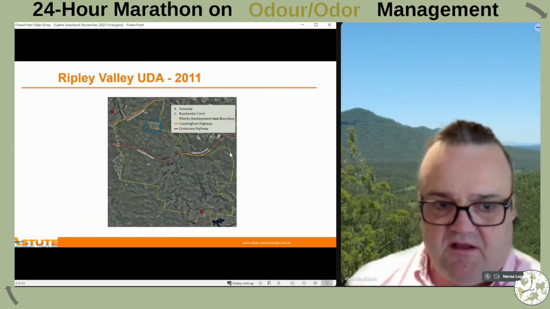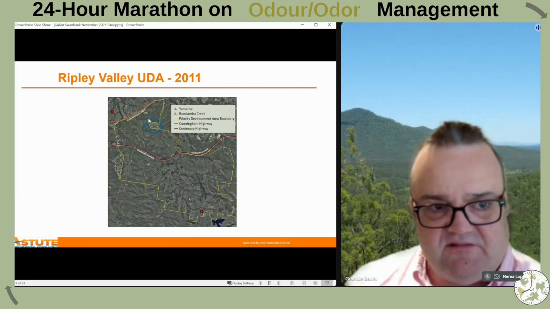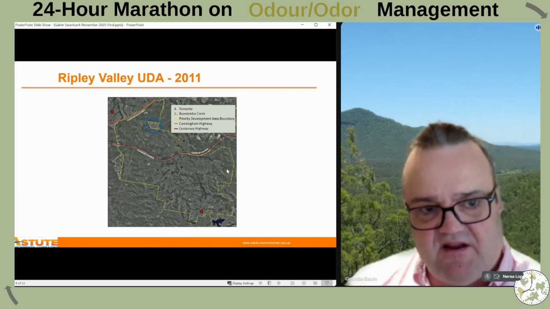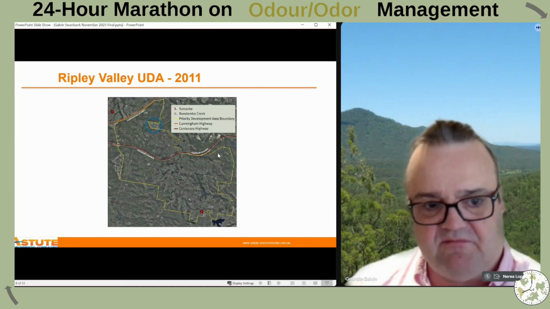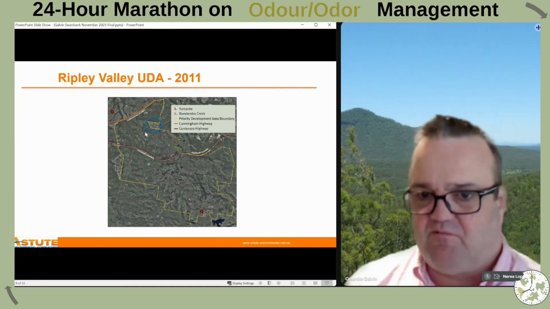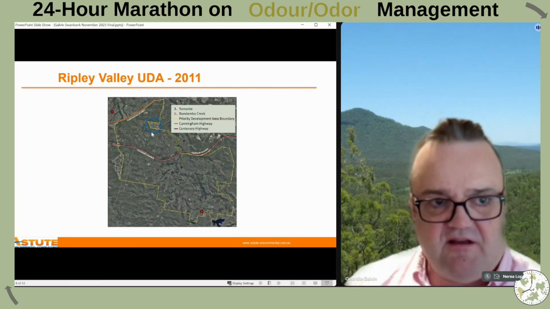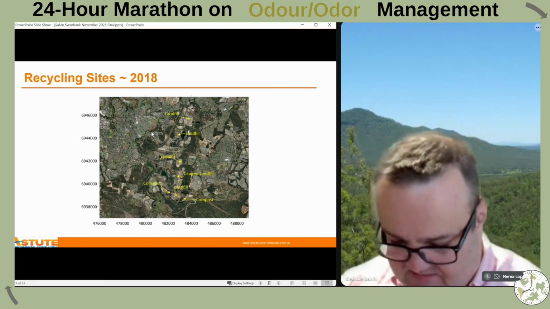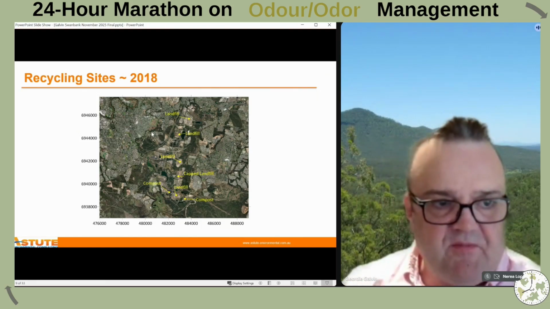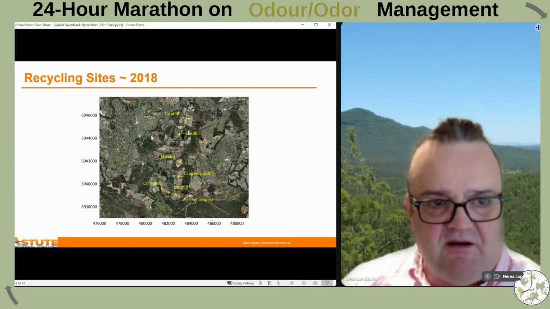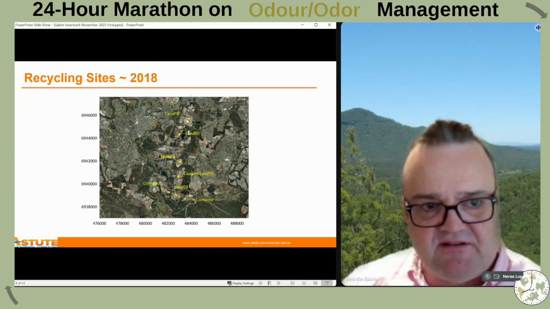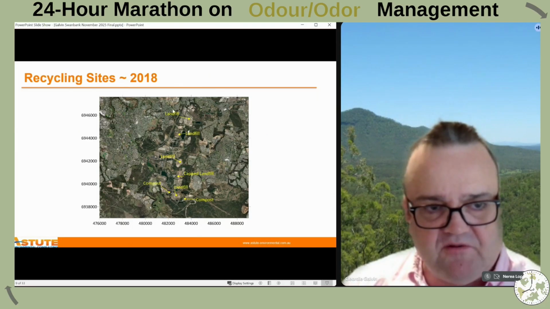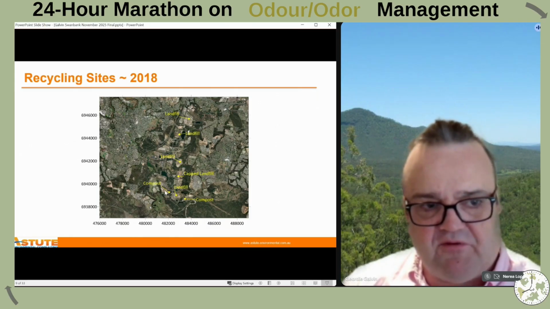So if we come to the next image, there's the little Ripley Township, and this whole area surrounding the southern end of the Swanbank area is all set for development. And that's basically when the issues started to occur in this area with any significance. So by 2018, you had a series of landfills in the area. So this is on the northern end. I'll talk about this landfill in a minute. There's a capped landfill here and a couple of composting operations.